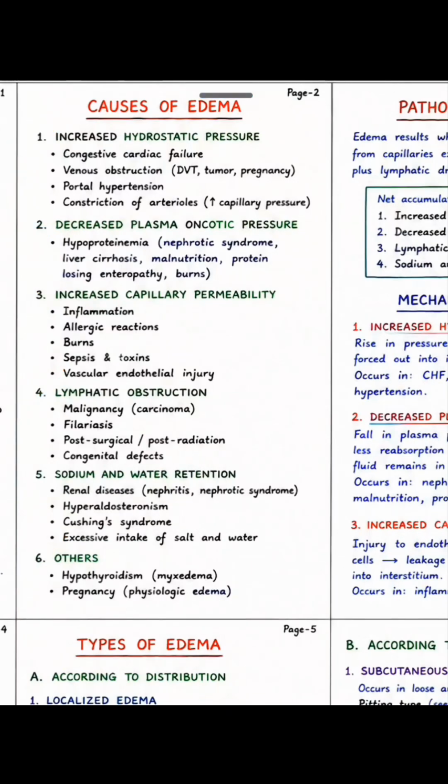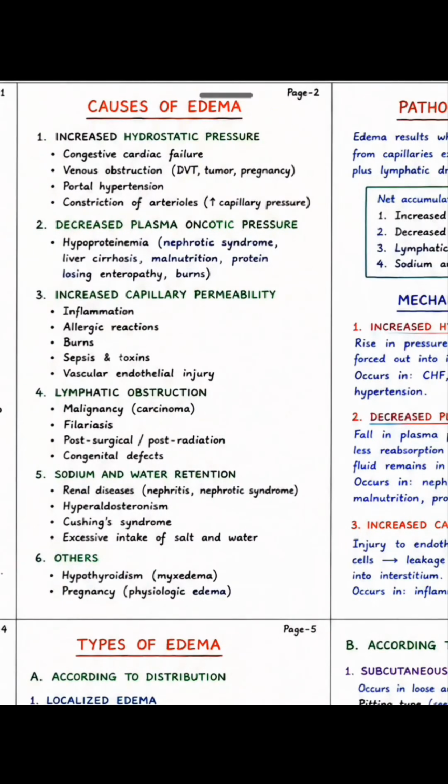First, increased hydrostatic pressure, that is more push. When pushing pressure goes up, fluid is forced out into the tissues. Causes are congestive cardiac failure, venous obstruction, DVT, tumor, pregnancy, portal hypertension, and constriction of arterioles, that is increased capillary pressure. Mark it, it's important.